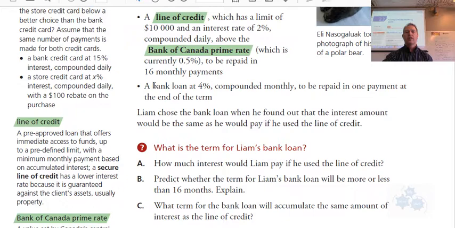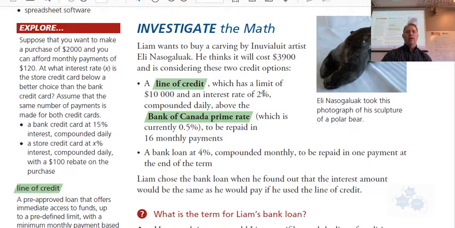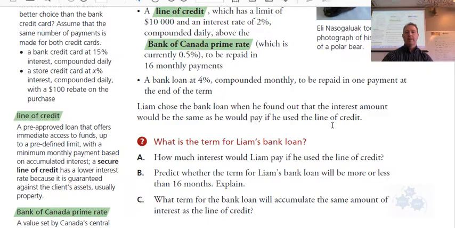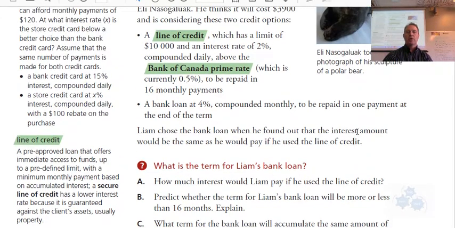So option number 2 that he's considering is a straight bank loan, 4% compounded monthly, to be repaid in one payment at the end of the term. So Liam chose the bank loan when he found out that the interest amount would be the same as he would pay if he used the line of credit. So again, a lower percent. This one's compounded daily, so it's 2 plus 2.5 there. This one is 4 compounded monthly. So you could do the math there and figure out which one would be better.